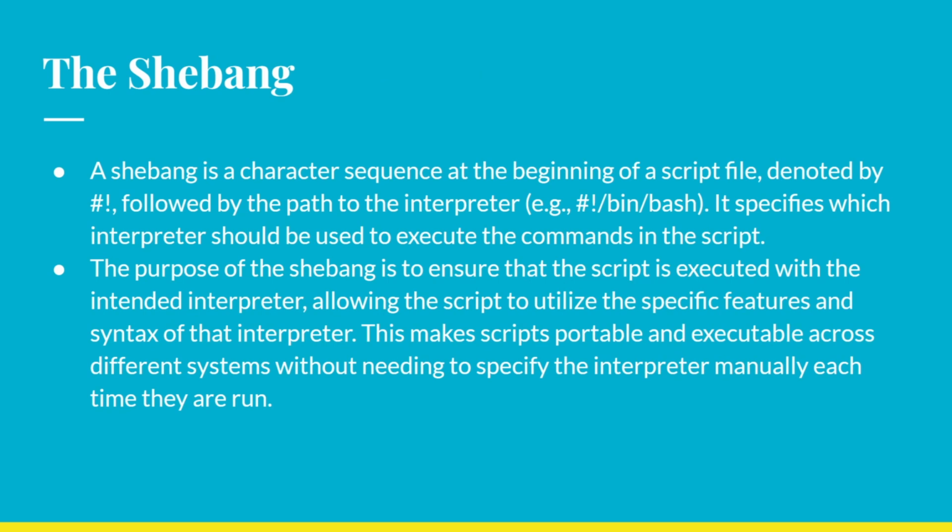Then, shebang. What is shebang? The shebang, represented by a number sign and exclamation point, is used at the start of a script to specify which interpreter should execute the script. For example, hashtag exclamation point /bin/bash indicates that the script should run using the bash shell. This allows for compatibility with different shell environments.